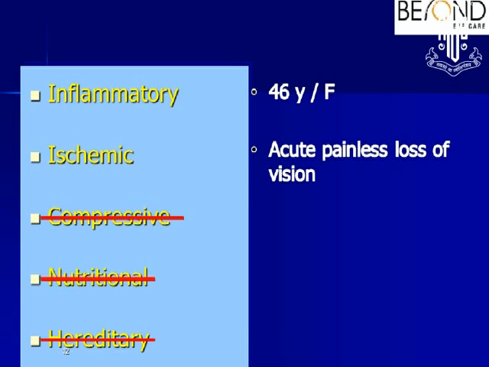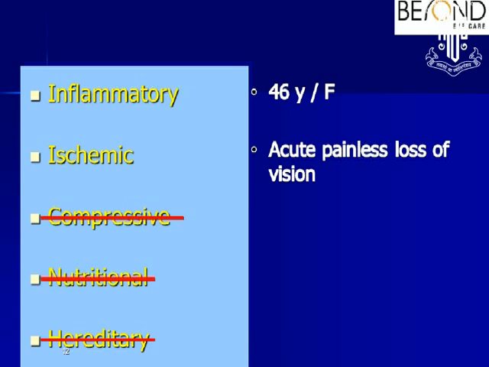So ischemic optic neuropathy, there are two types, anatomically, anterior and posterior. Anterior is much more common. Now what are the types of anterior ischemic optic neuropathy? Arthritic and non-arthritic.